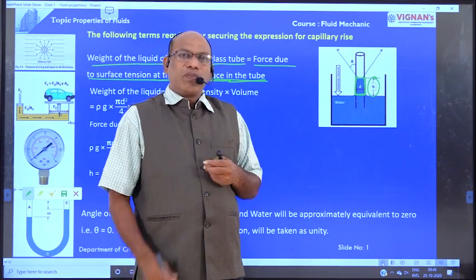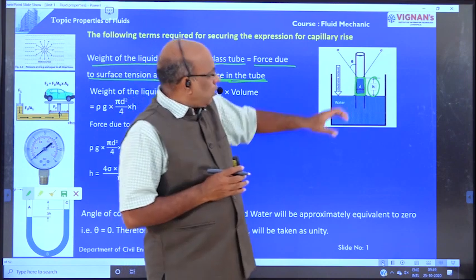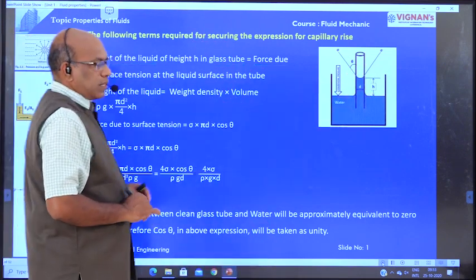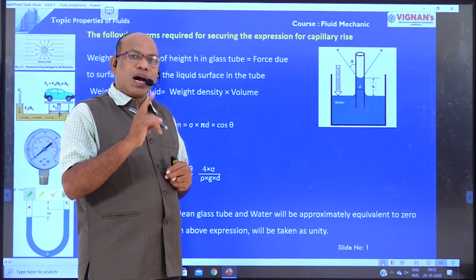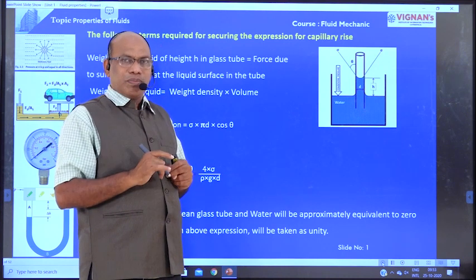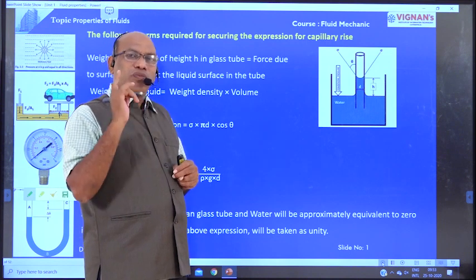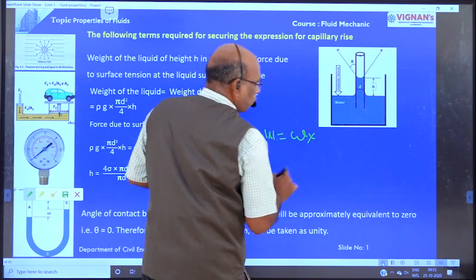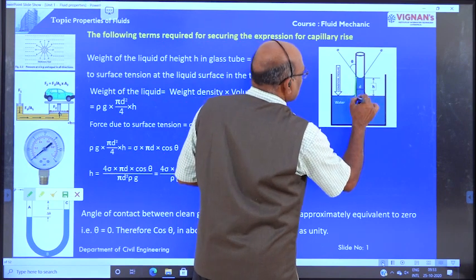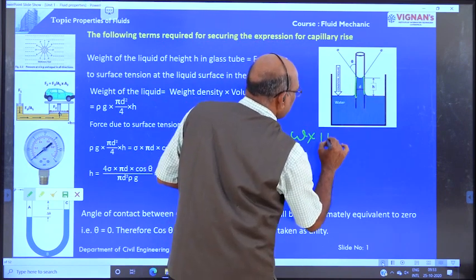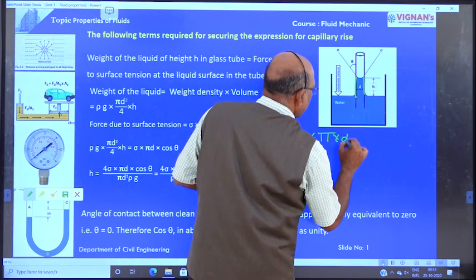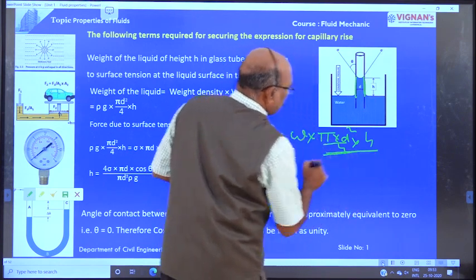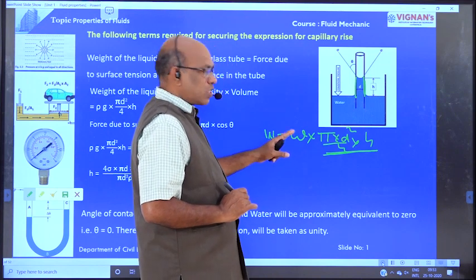Now first we are going to determine the weight of liquid filled in the glass tube at a height h, right? Weight of the liquid is equal to weight density into volume. Volume is nothing but, the diameter of the tube is d, that means area into length, that is area into h, where area is pi d square by 4. This is area into height h, which is the volume. Volume into weight density is known as weight.